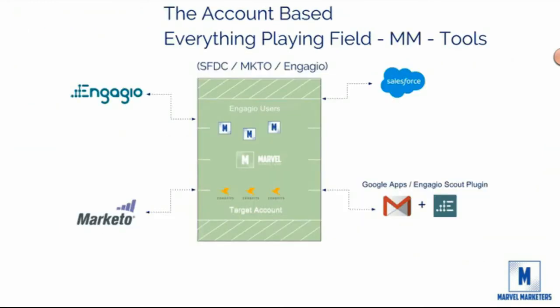At Marvel Marketers, this is our landscape right now for our account-based marketing environment. We do have Engagio, we're a strategic partner of theirs. We do have Marketo, we're also a strategic partner of Marketo's. We leverage Salesforce, Google Apps, and the Engagio Scout plugin. This is our account-based everything playing field. And so we can quickly understand, even with this visual, what our options are in terms of functionality that will allow us to execute on our strategy.